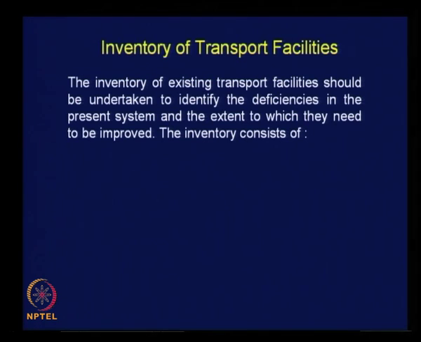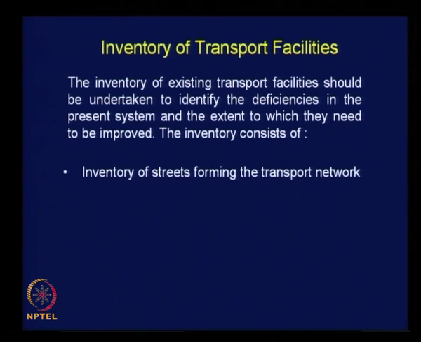The inventory of transport facilities consists of the following: inventory of streets forming the transport network. Streets here means actually the roads. The English terminology for urban roads is streets, okay. It is not the streets as we understand under Indian conditions. It means actual roads. What do you understand by inventory of streets forming the transport network? What kind of information you will be collecting with regard to streets?